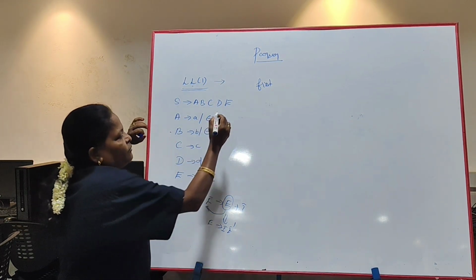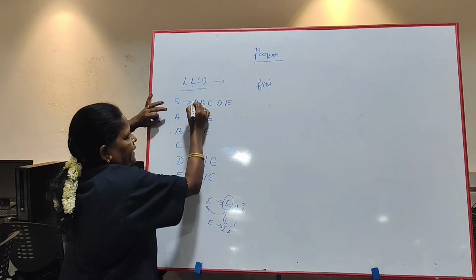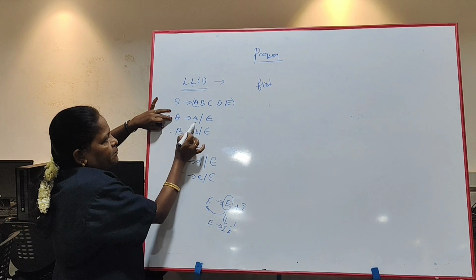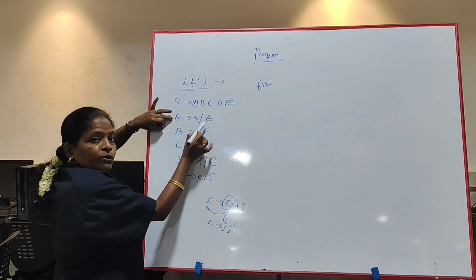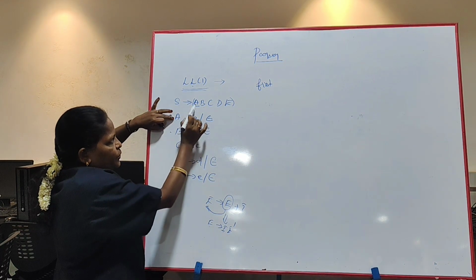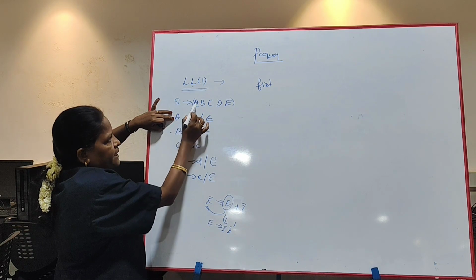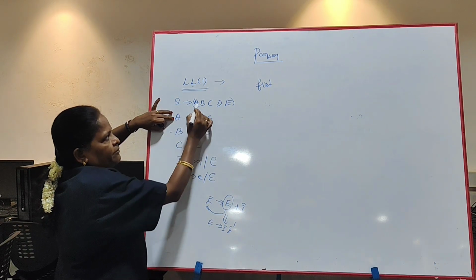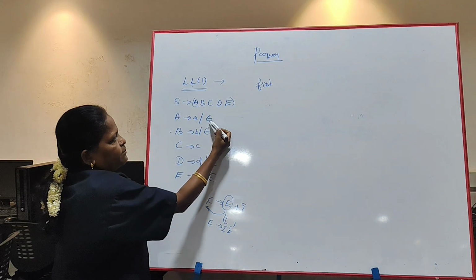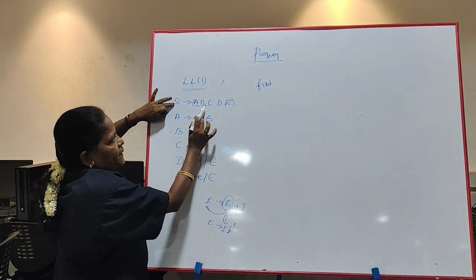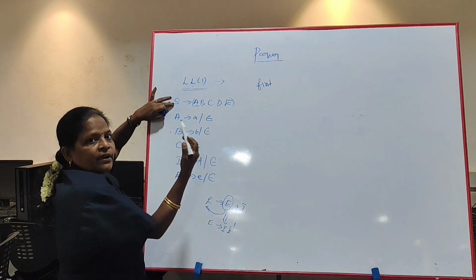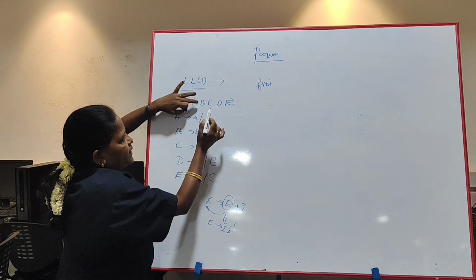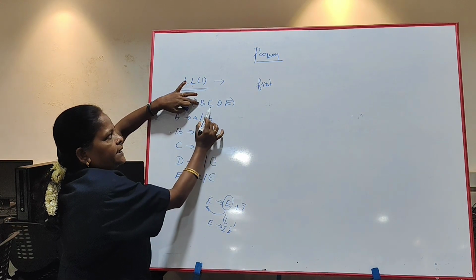Then first of S: the first symbol in the right production will be A. Here A is nothing but small a or epsilon. We have two possibilities for A. So the S production starts with A, and A gives small a or epsilon. So small a we have. Suppose in place of A we substitute epsilon. Now S gives B, C, D, E because A is vanished. So here B, C, D. Then the first of S is nothing but the first of the rest of the symbols B, C, D, E.